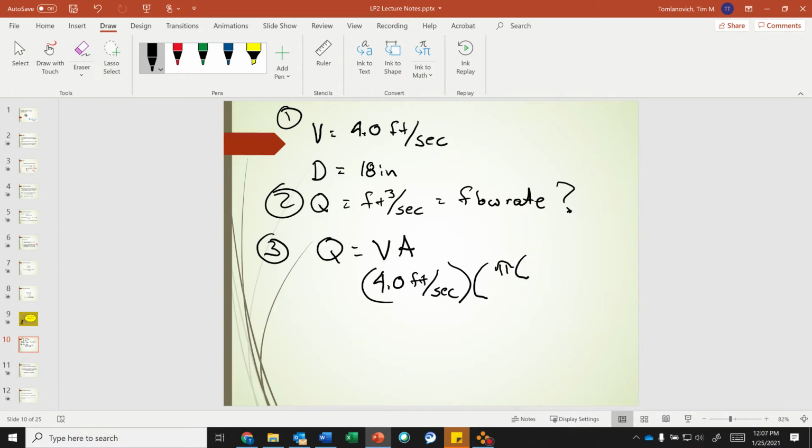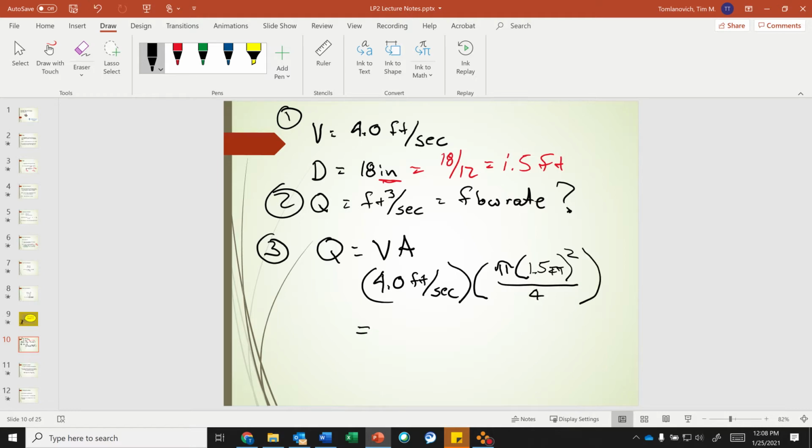times, now see this is inches here, but don't we need that in feet? Because we have flow rate, we're asking for cubic feet per second, and velocity is in feet per second. So we gotta change the diameter into feet. So that equals 18 divided by 12, so that is 1.5 feet. So make sure you're in like units. Times 1.5 feet, we square that, the diameter squared, divided by 4.